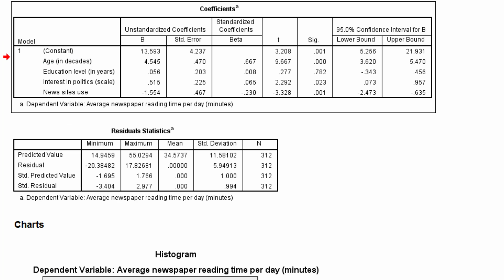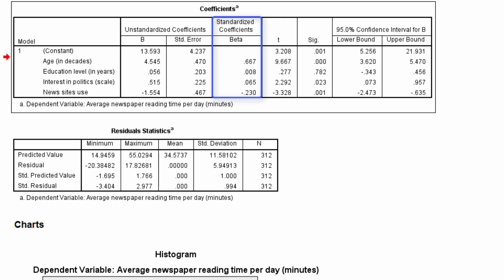Let's focus on the standardized coefficients because PROCESS doesn't calculate those for us. We see that age has a strong positive effect on newspaper reading time. Education level and interest in politics hardly have an effect on newspaper reading time, and news site use has a weak to moderate negative effect.